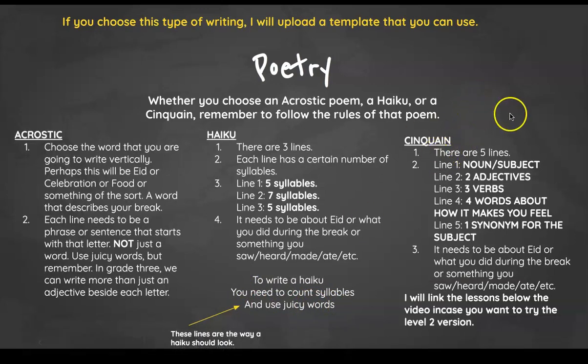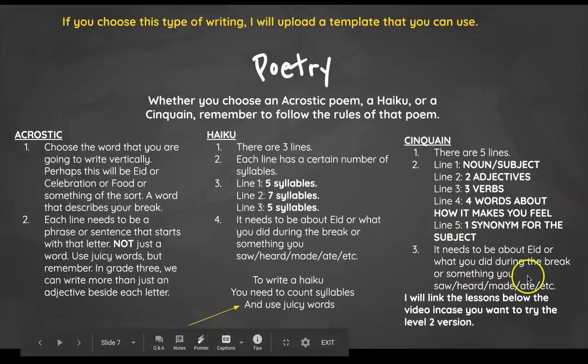The first line has your noun or subject, so maybe Eid, maybe something you ate, something like that. The second line has 2 adjectives about it. Third line has 3 verbs that go with it. The fourth line has 4 words, only 4, about how it makes you feel. So maybe made me feel happy, made me feel special, made me feel celebrated, something like that. Line 5, 1 synonym for the subject. Remember, we learned what synonyms are. They are words that mean the same thing. Needs to be about Eid or what you did during your break.